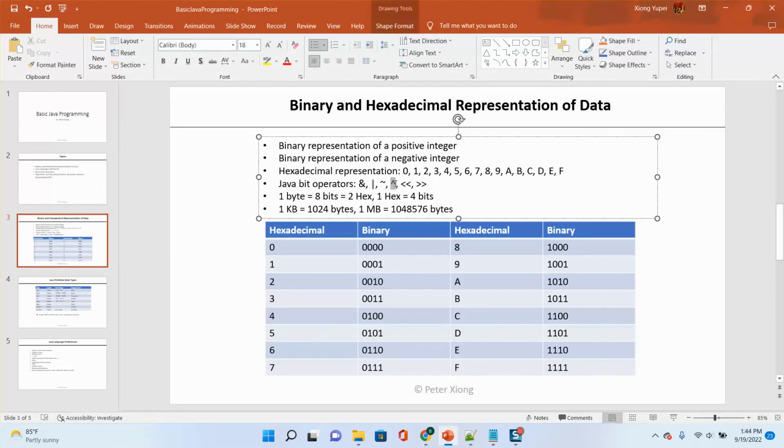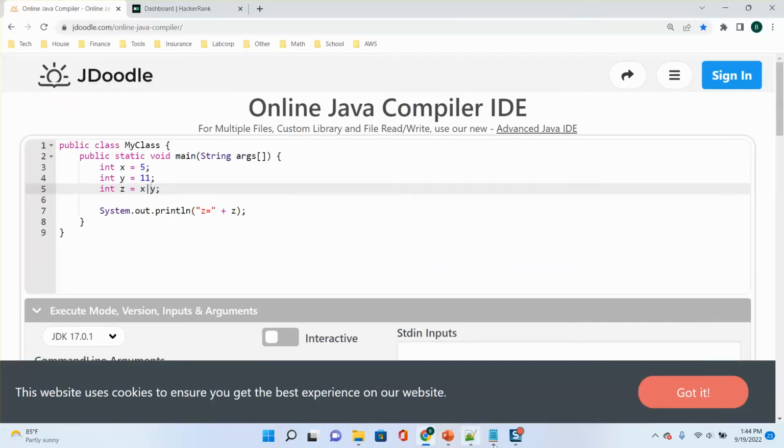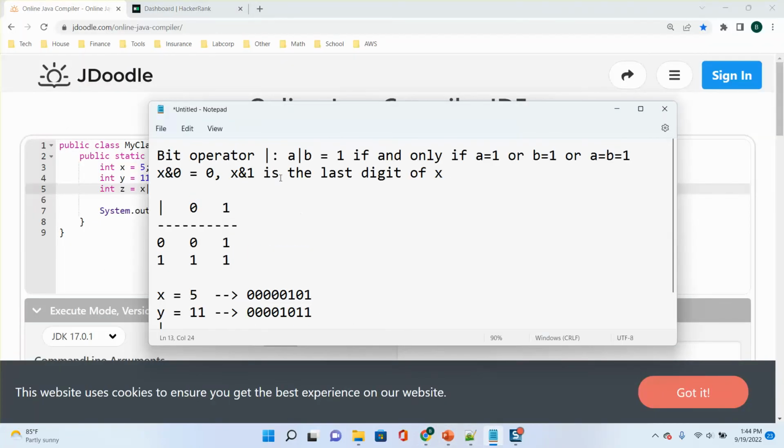Then I talk about exclusive OR. This is very important, exclusive OR. Let's go back here. Exclusive OR is 1 if and only if A and B are different. So if I use exclusive OR here, 0 and 0, they are the same, is 0. 1 and 1, they are the same, is 0. And 0 and 1 are different, is 1. 1 and 0 are different, is 1 here.